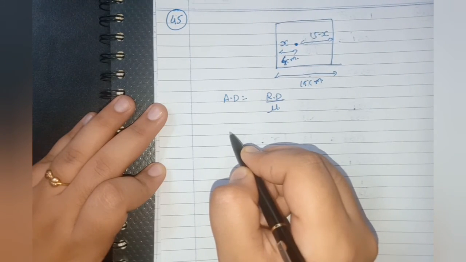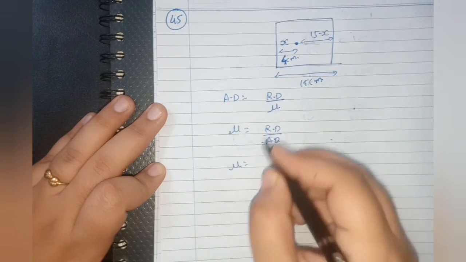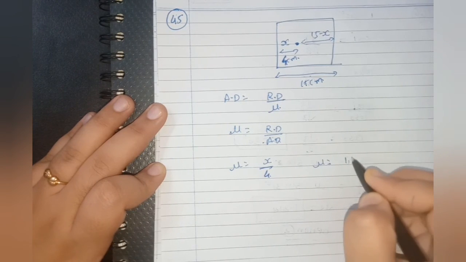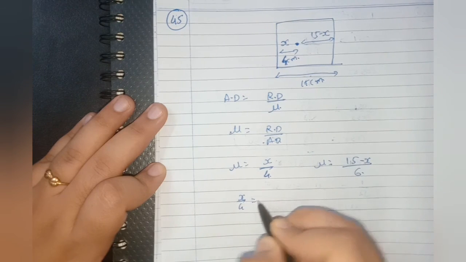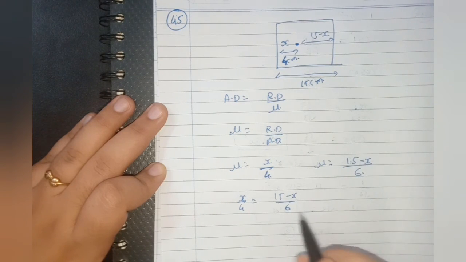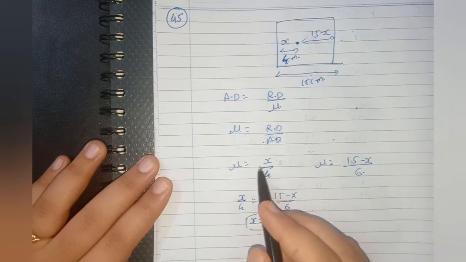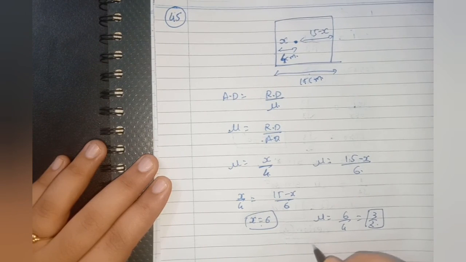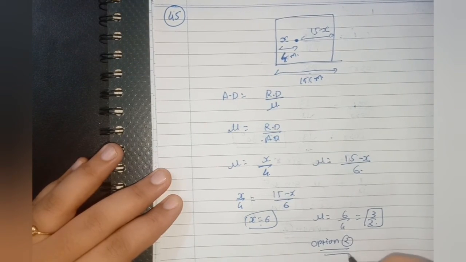So mu can be written as real depth upon apparent depth. For the first case, real depth is x and apparent depth is 4. And for the second case, real depth will be 15 minus x and apparent depth is 6. Comparing these, x/4 = (15 minus x)/6. So solving this equation, we will get x = 6. We want to find the refractive index, that is 6/4, that is 3/2. So option 2 is the correct option. Thank you.